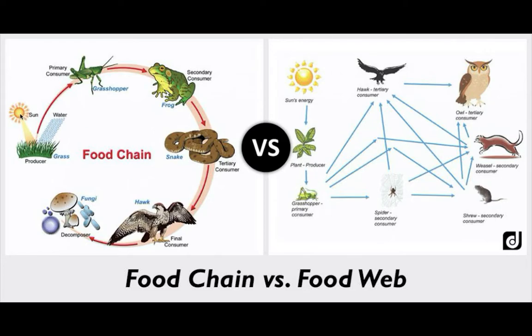So as you can see, the sun and the water give grass to survive. Then the grass gets eaten by the grasshopper to survive. The grasshopper gets eaten by the frog, so the frog can survive, and so on and so forth.